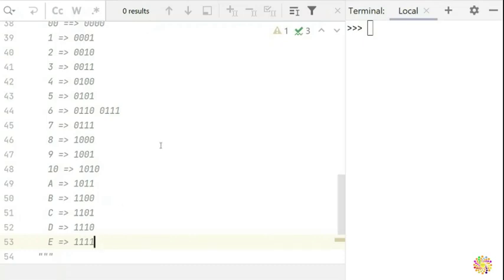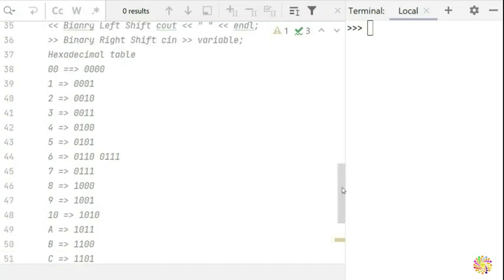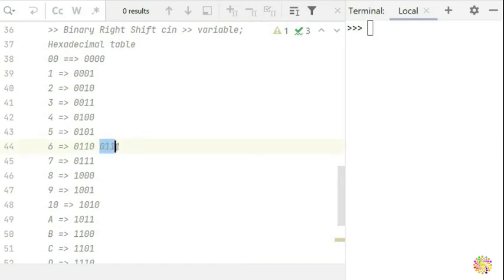Alright, so why do we have binary in computers? Imagine, because computers don't accept these numbers, they don't know any of these numbers. They can output these numbers through pseudo code, but this is machine language.